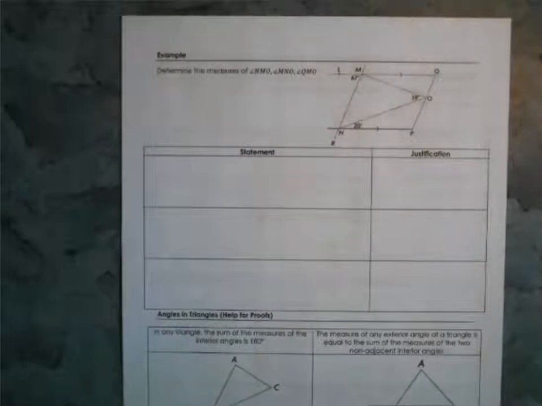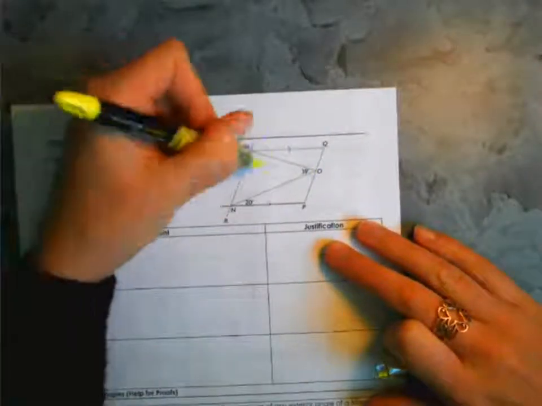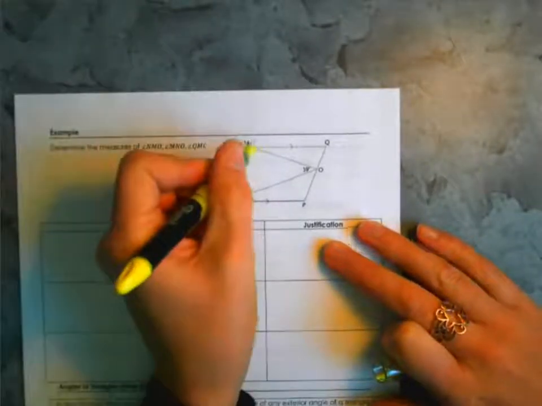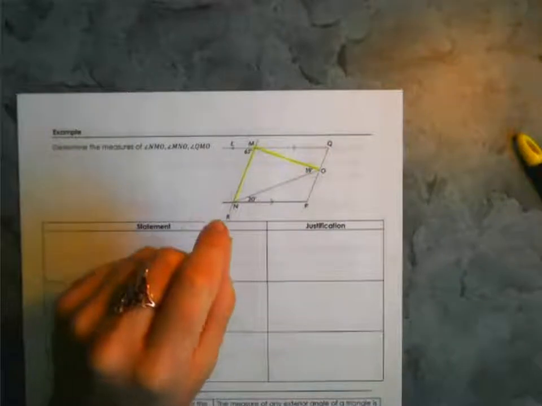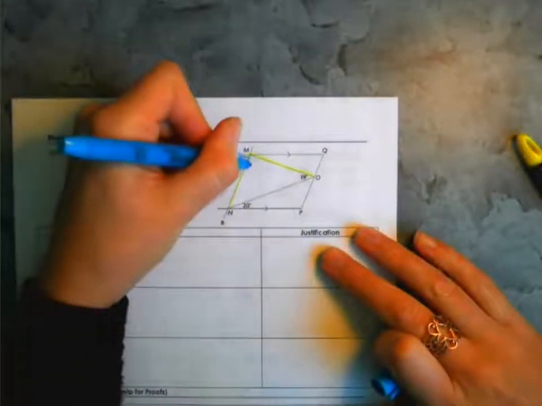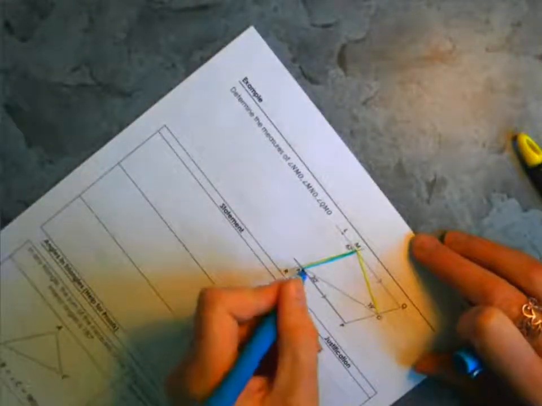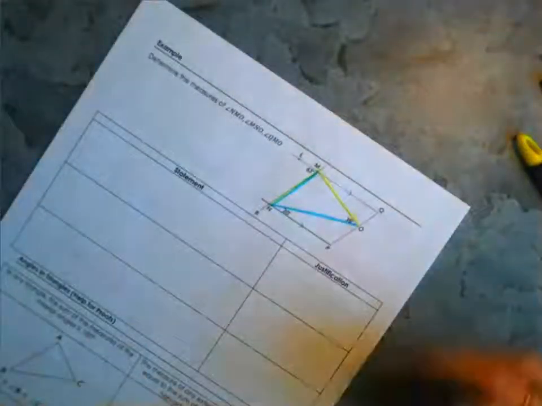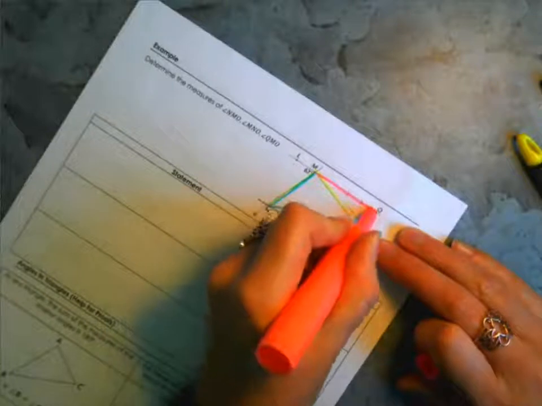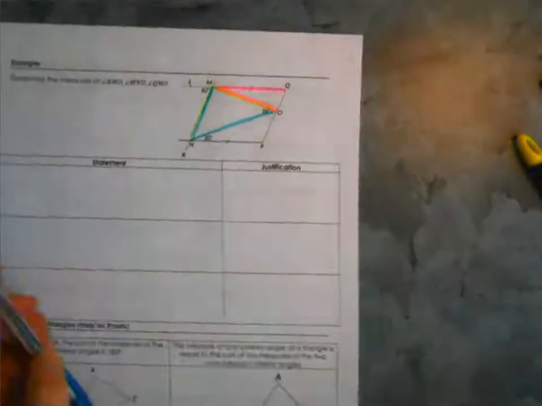In this one, it asks us to determine the measures of angle NMO. Sometimes I like to mark what they're asking for so I can keep track, so basically we want this one here. What else do they want? They want angle MNO, so I'll try and draw that on the inside here. And then the other thing we want is angle QMO, so it's going to be like this. Hopefully those colors didn't all blend together too much.